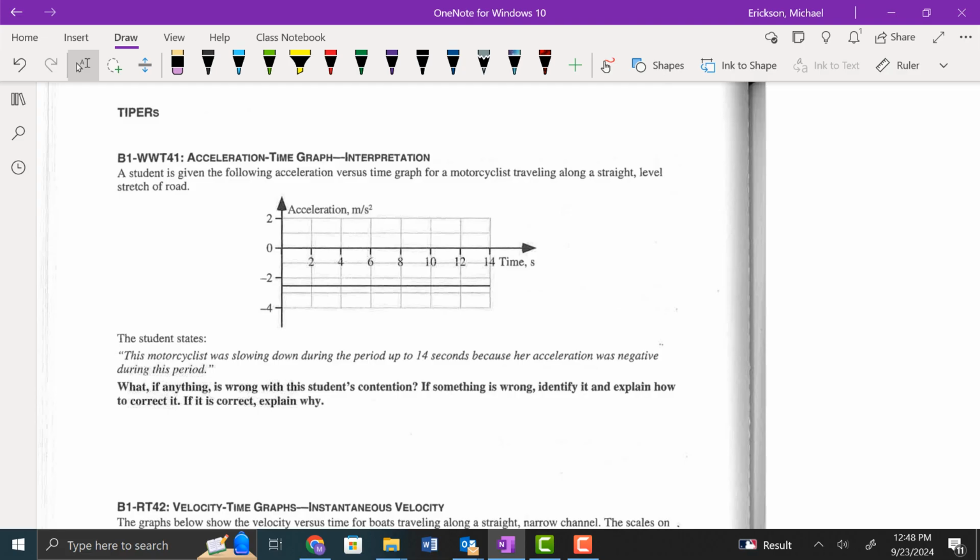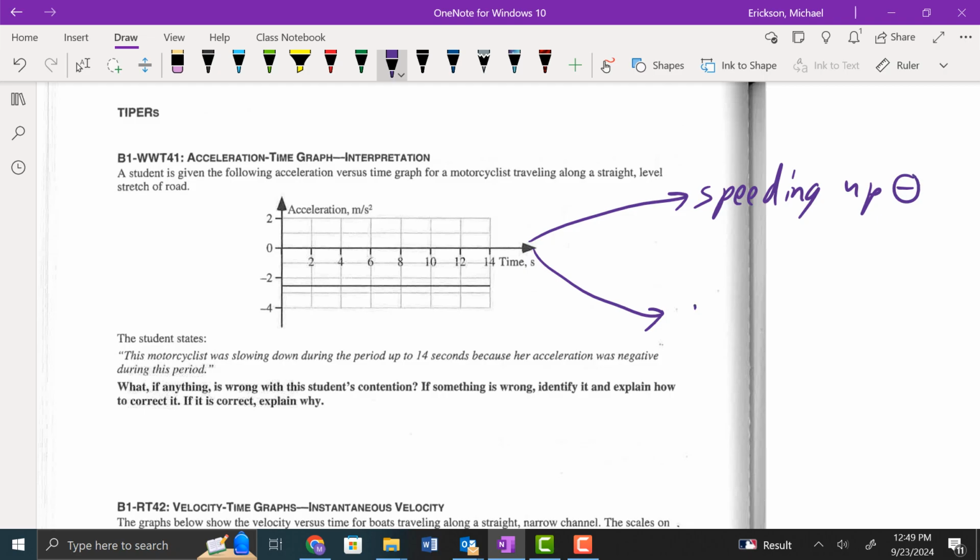An acceleration time graph, we don't have a lot of this, so let's try to work this out. A student says, to describe this acceleration graph, this motorcyclist was slowing down during the period up to 14 seconds because her acceleration was negative during this period. Are they right? Are they wrong? So this is what I'll say. Acceleration time graph. It is a very abstract graph. It kind of means one of two things. We're either speeding up in the negative or slowing down in the positive, or a combination of both.